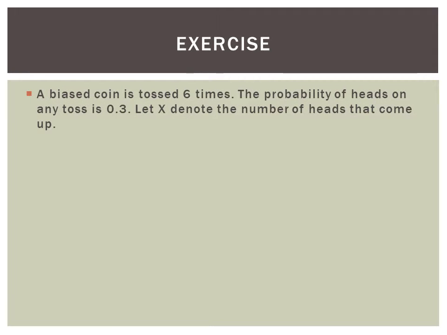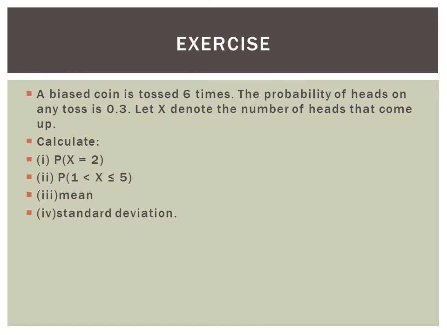A biased coin is tossed 6 times. The probability of heads on any toss is 0.3. Let x denote the number of heads that come up. Calculate the probability of x equals 2, the probability of x larger than 1 and less than or equal to 5, and its mean and its standard deviation.